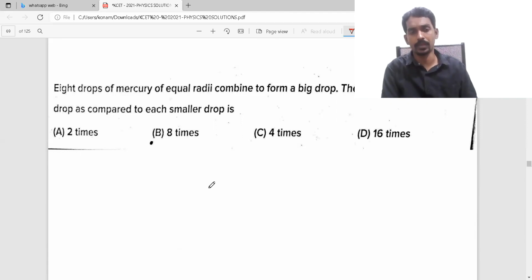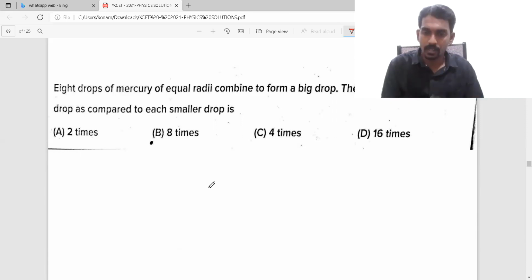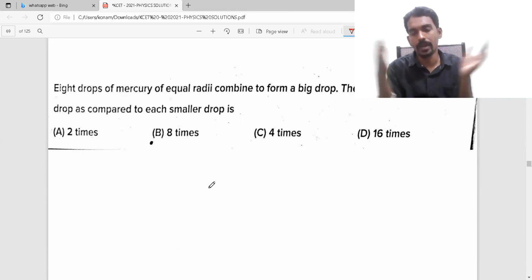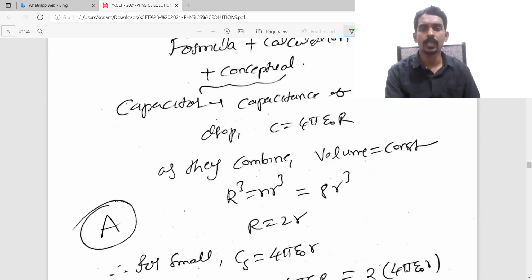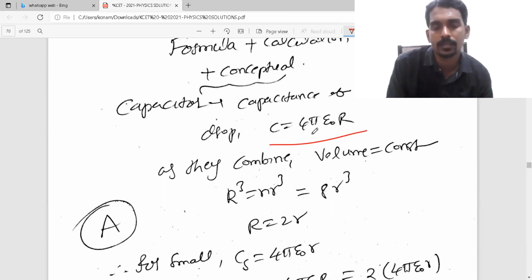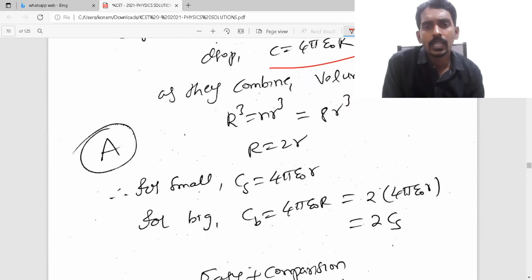Also in case of surface tension, what is the work done when 1 drop is divided into n drops, or n drops combined or merged to form one big drop? Similarly here also, but here they are asking capacitance. Capacitance of a spherical drop is 4 pi epsilon naught r, isolated sphere means. Now here it depends on radius.